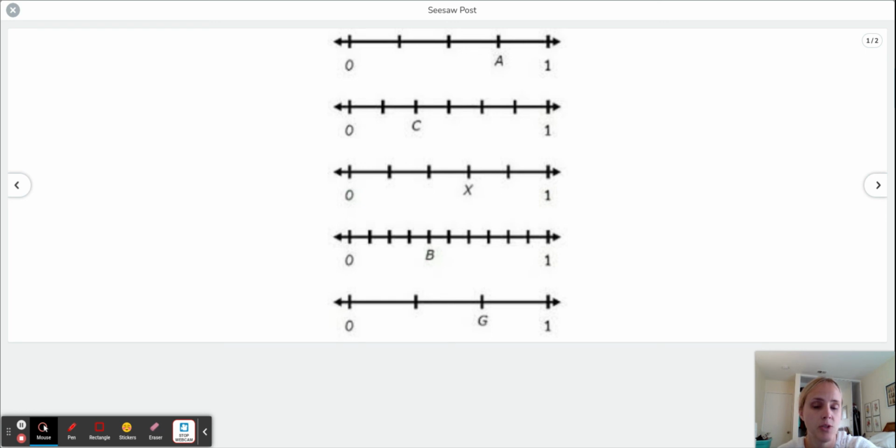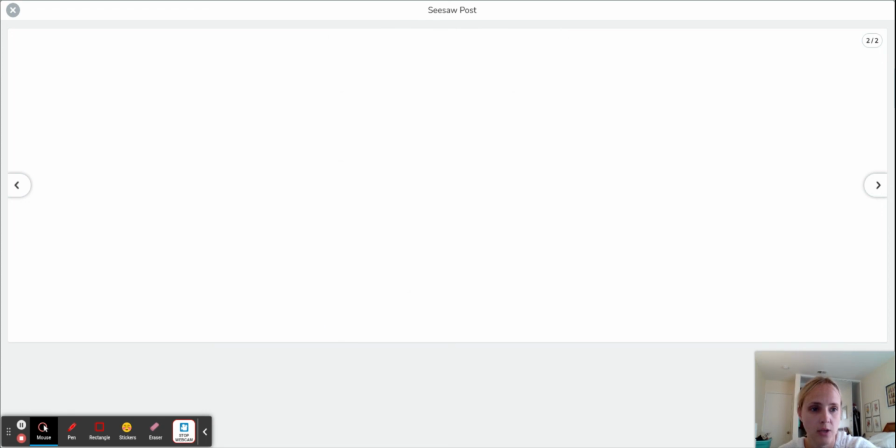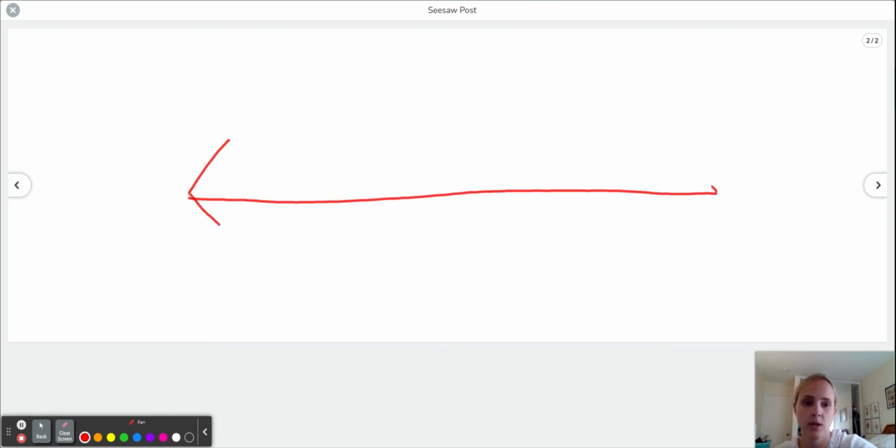The next page, once you've done that, you've identified all the letters, what numbers they represent. You go to the next page, and I want you to make your own number line like I was doing, and it has to be 0 to 1. And then I want you to split up your number line and label it. It could be in halves, thirds, fourths, fifths, anything you want, but you have to label all of the fractions in between 0 and 1.